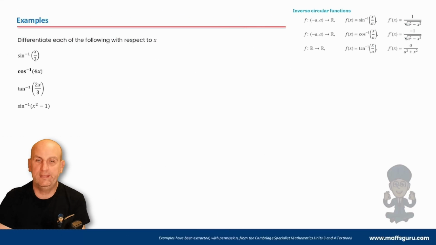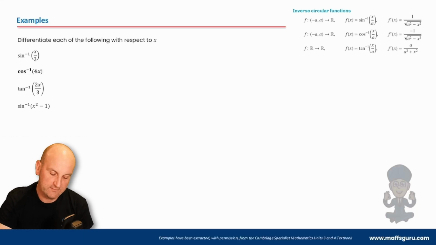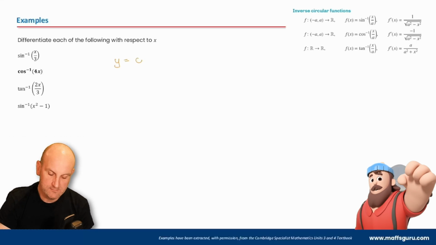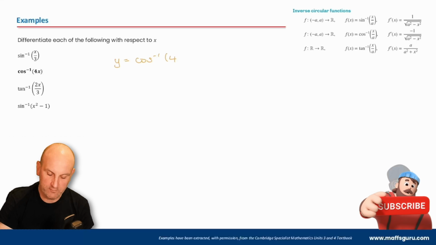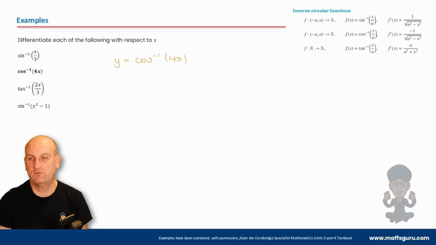But what do we do here with the cosine to the minus 1 of 4x? That doesn't actually seem to fit any of the values that I've got. Well, this is the one where there are two ways of doing it. I got slightly ahead of myself. So if we've got y, let's write in a different color, I'm going to write in orange, y is equal to cos to the minus 1 of 4x. That doesn't fit any of the ones I've got at this moment in time.